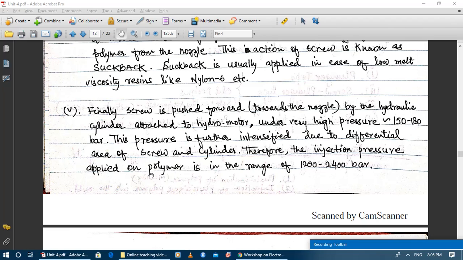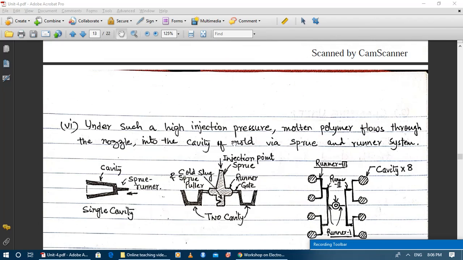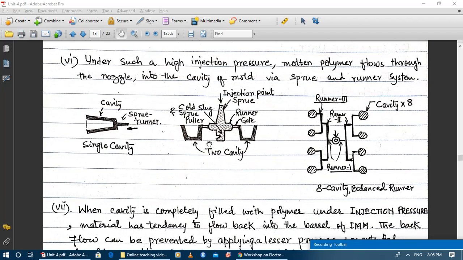Therefore, injection pressure applied on polymer is in the range of 1200 to 1400 bar. So this is a very huge pressure under which molten polymer will flow from the injection unit to injection mold through the nozzle. Under such a high injection pressure, molten polymer flows through the nozzle into the cavity of the mold via sprue and runner system. Now let us see what is the sprue and runner system.